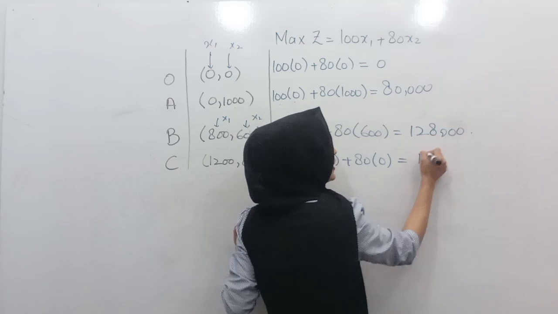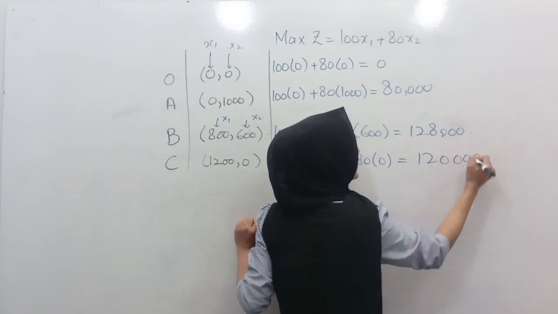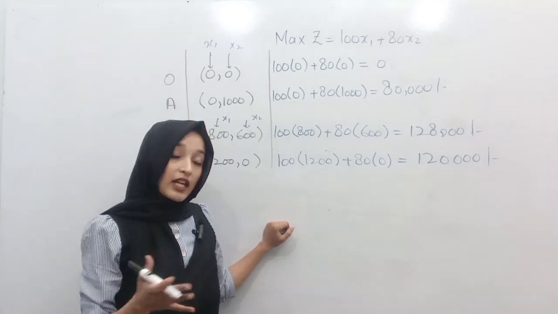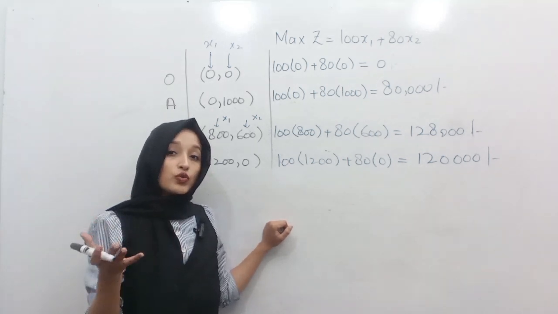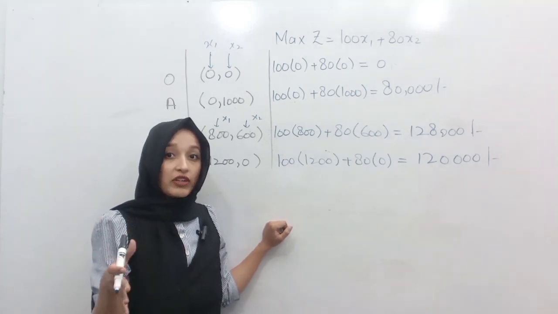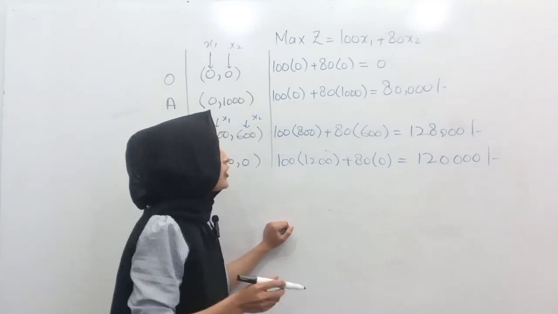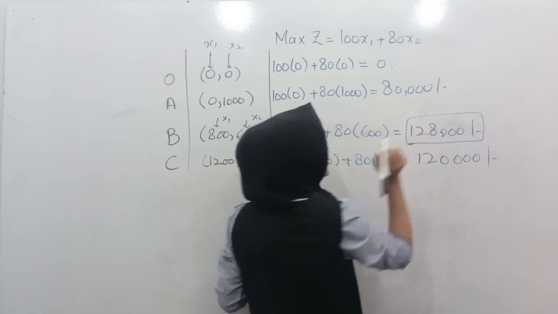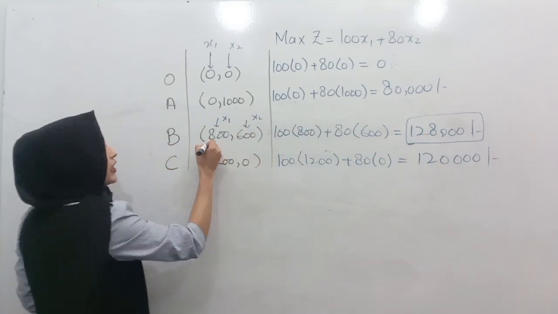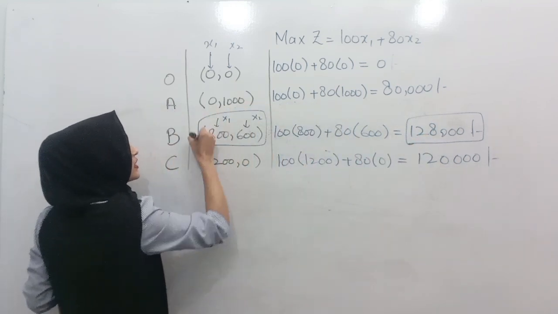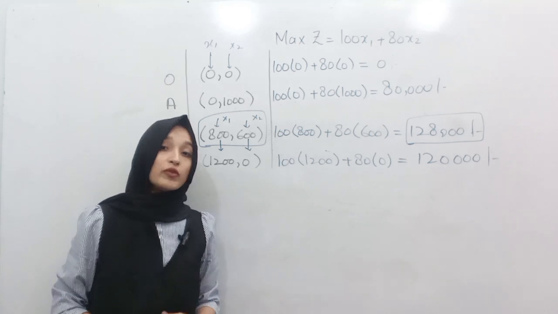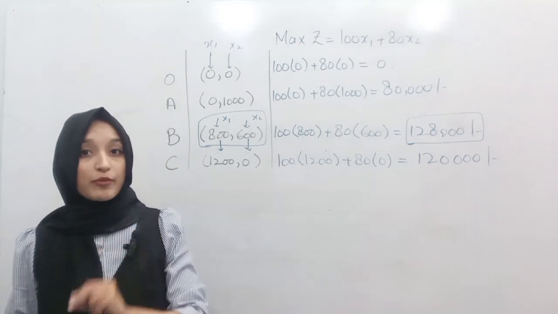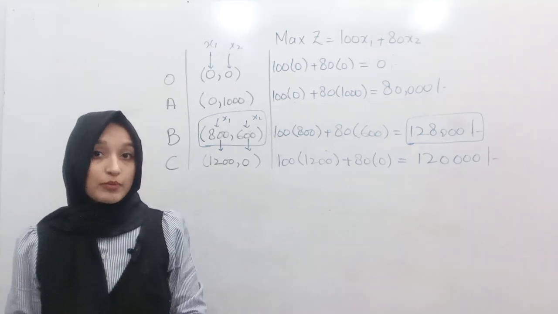And similarly for point C, 1200, 0, 100 into 1200, that is 100 into x1, and 80 into x2, it is 1,20,000. Now we have to find the optimal solution, and we were calculating the profit, so we always choose the maximum value which is giving us the maximum profit. So you can see the maximum value here is 1,28,000, which is given at the point 800 and 600. So our problem was to find the maximum profit and the number of products of A and B to be produced in order to maximize the profit.